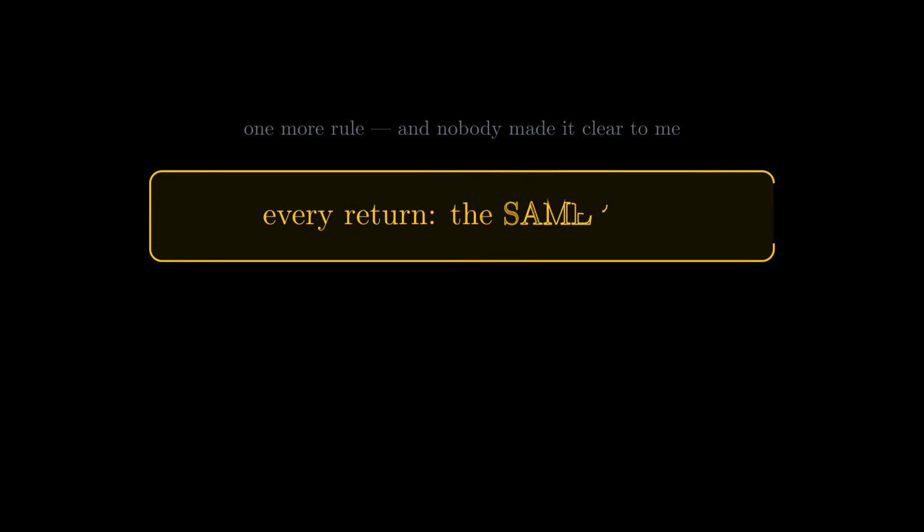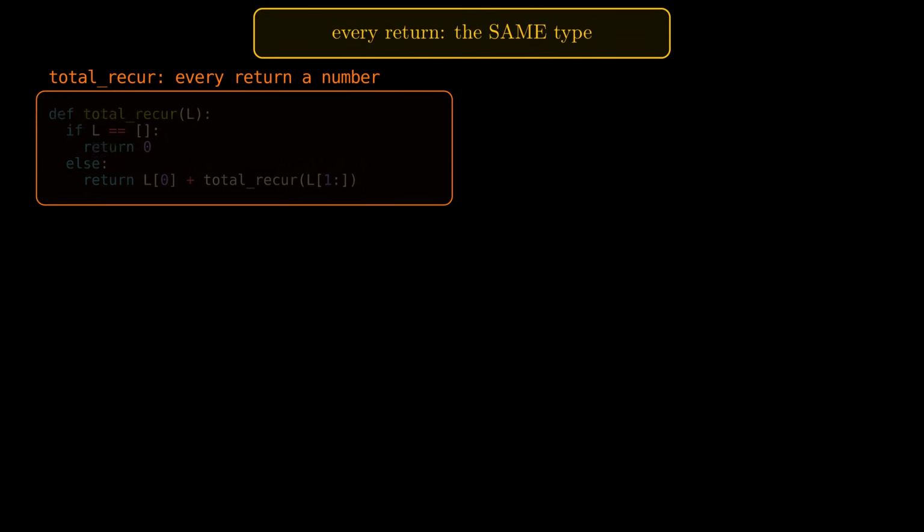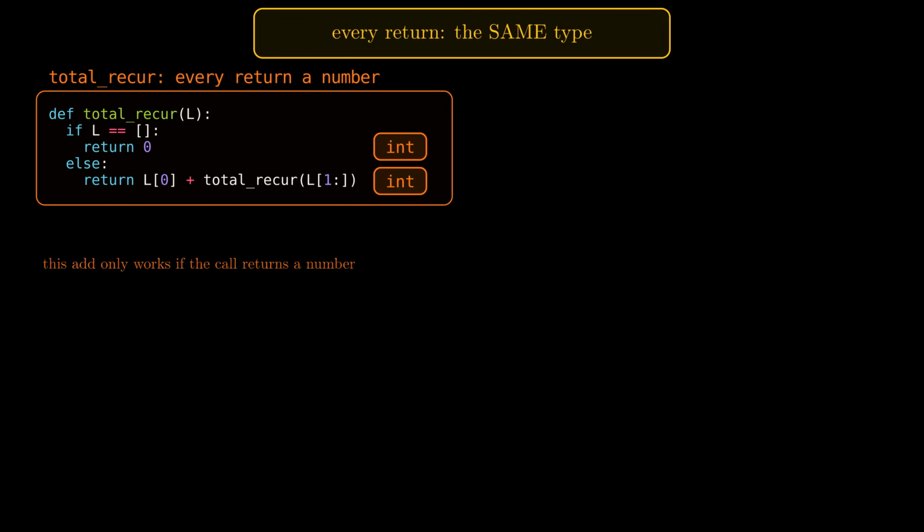One more rule, and Dr. Bell says nobody made it clear to her when she learned recursion. Every return statement in a recursive function must hand back the same type. Look at total recur, the sum function from earlier. Its base case returns a number, 0. Its recursive step adds the first element to whatever the recursive call returns, and that addition only works because the call is guaranteed to return a number.